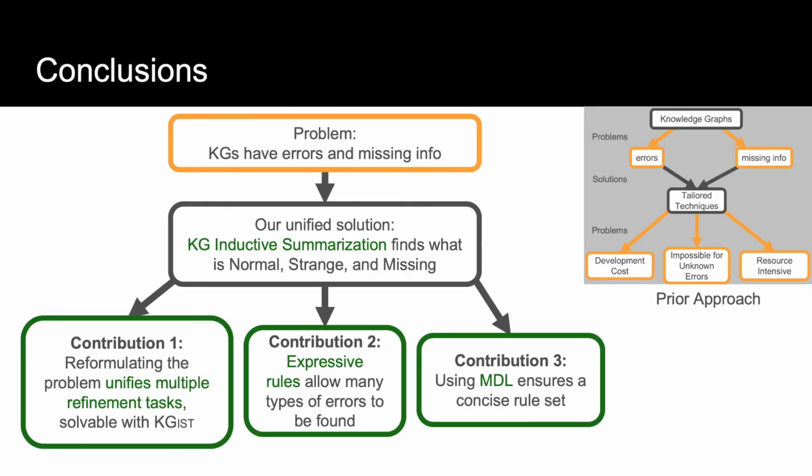In conclusion, in order to address the errors and missing information prevalent in knowledge graphs, we introduce a unified solution, knowledge graph inductive summarization. And this finds what is normal, strange, and missing in a knowledge graph. By reformulating the problem in this way, we're able to unify multiple refinement tasks, all solvable with Kgist. We also introduce expressive graph theoretic rules, which allow many types of errors to be found. And we introduce the use of the minimum description length principle into knowledge graph rule mining in order to ensure a concise rule set. This helps alleviate some of the resource challenges of knowledge graph refinement.